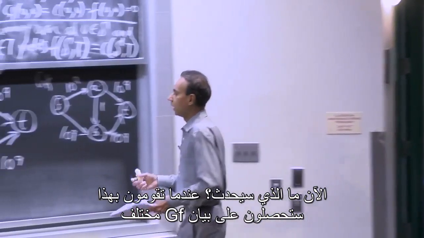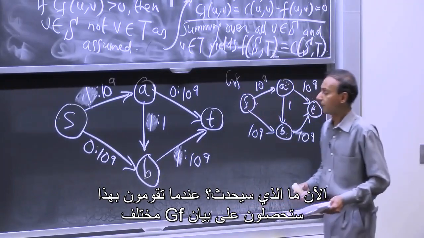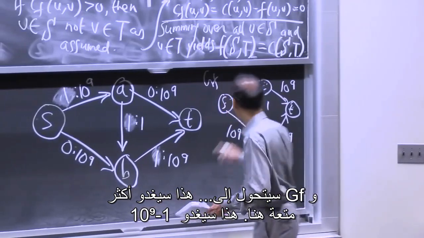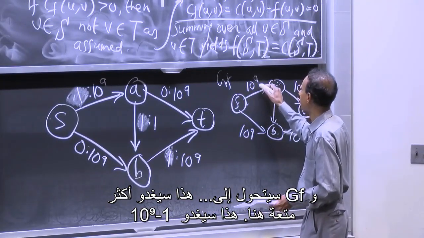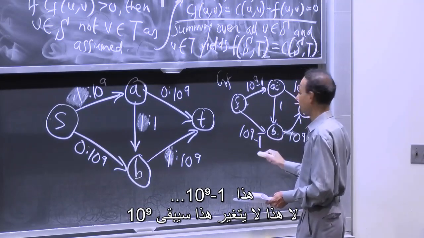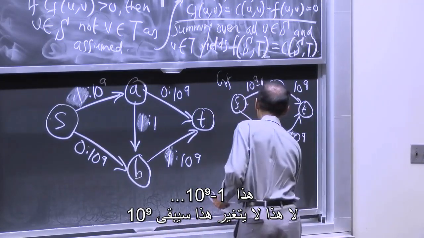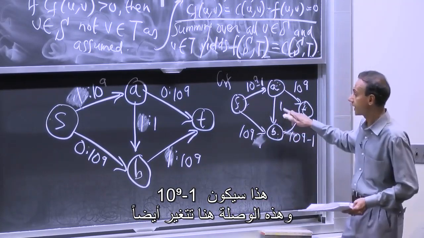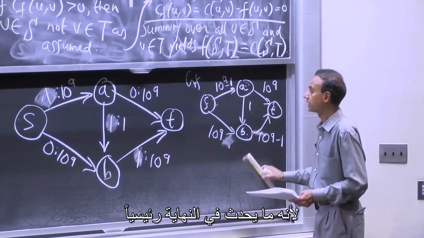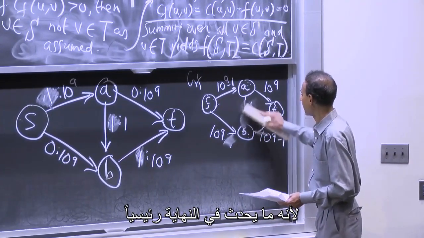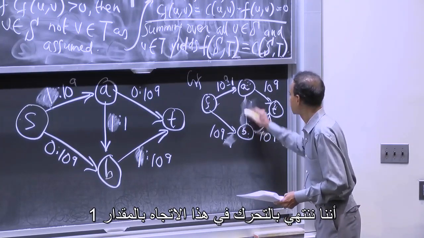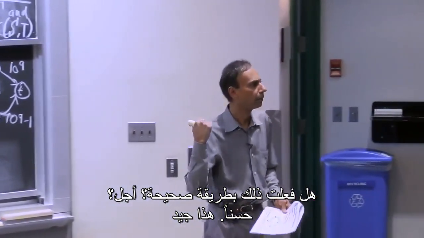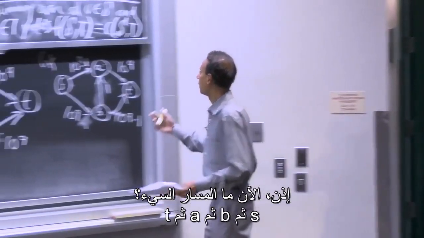Now what happens when you do this? Certainly you'll get a different G of F. The G of F is going to turn into, well, this gets a little more interesting here. This is 10 raised to 9 minus 1. This is 10 raised to 9. No, that doesn't change. This is still 10 raised to 9. This is 10 raised to 9 minus 1. And this edge here also changes because basically what ends up happening is you end up going this way with 1. Did I get that right? Yeah? Okay, good. So now what's the bad path?